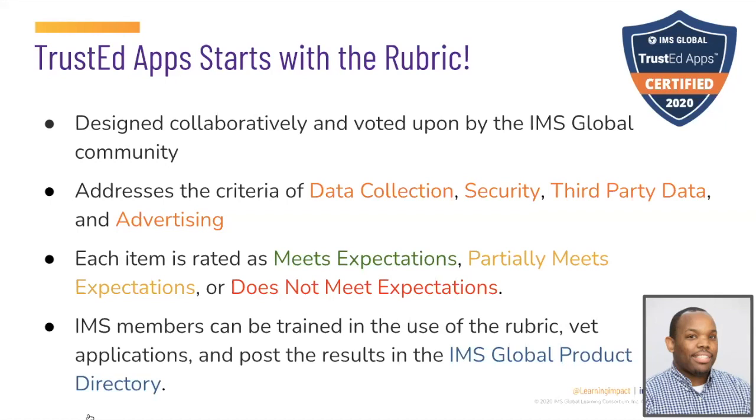So any IMS member can be trained to use the rubric and to vet applications. It typically involves just working with me and going through the process, and me showing you what the different lines of the rubric are, and going through a privacy policy, and just giving you little tidbits here and there about the nuances and the complexities of interpreting a privacy policy.